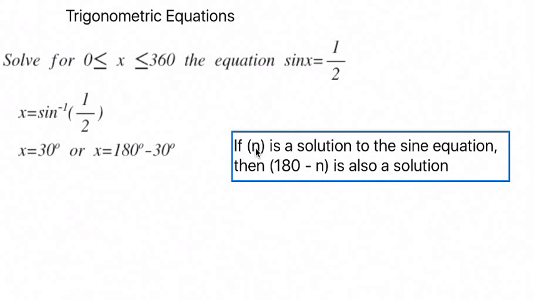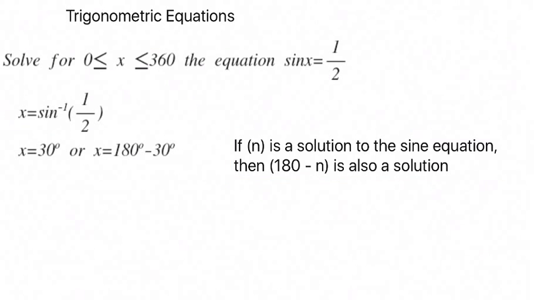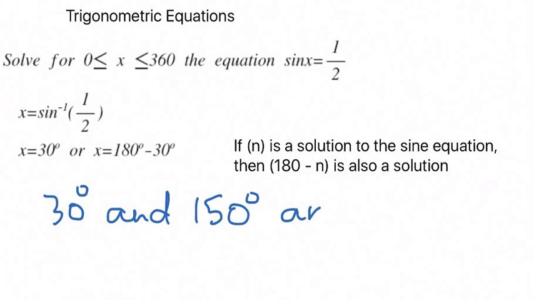The rule says if n is a solution to the sine equation, like 30 in this case, then 180 minus n is also a solution. So remember to include both solutions. The solution you get in the calculator, and then 180 minus the solution you got. Okay, now your two solutions are 30 and 150. These are the solutions.